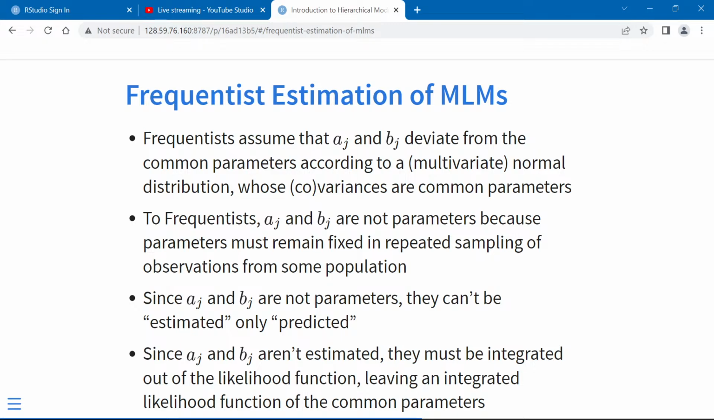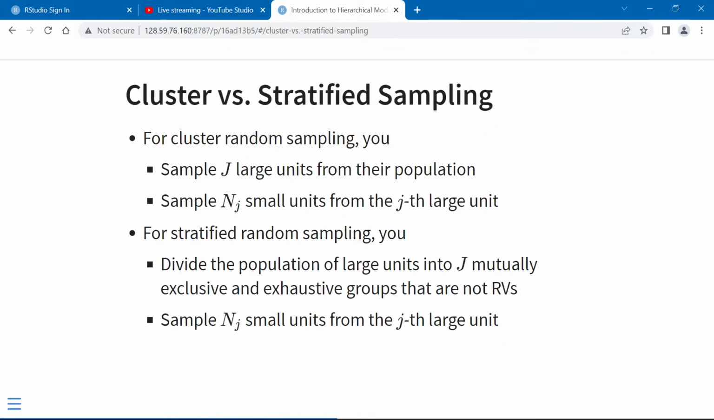Now, in the frequentists' somewhat defense, they do define parameters rather narrowly, as things that remain fixed in repeated sampling of observations from some population. And so if we're doing cluster random sampling, the schools and consequently the A and the B for that school is a random variable, because that school randomly got chosen and a whole bunch of other schools with different A's and B's and whatnot didn't. So what A's and B's you're dealing with is a random variable. It's a consequence of the realization of the first stage of cluster random sampling.